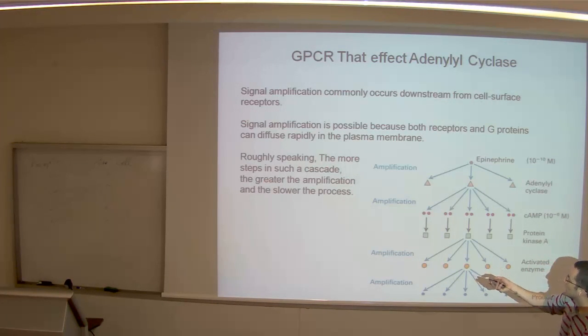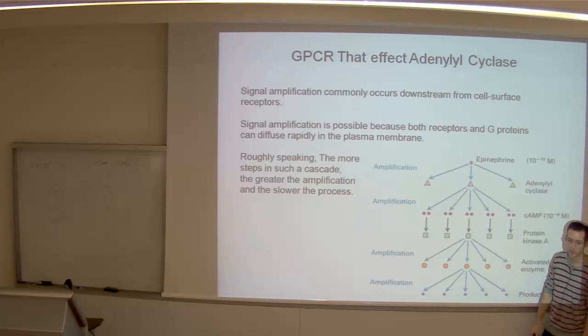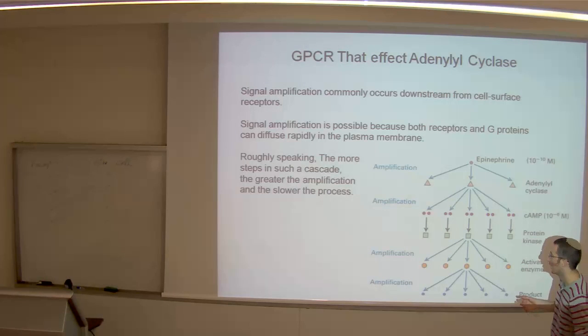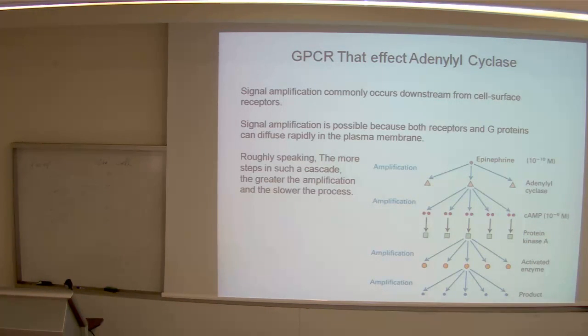And roughly speaking, the more steps in such a cascade, the greater the amplification, but the slower the process. And the most substantial example for such amplification will be given in vision, which we will learn, I think, just next time, where a single photon that's absorbed in our photoreceptors can still make us cognitively aware of it in space. There are some experiments to show that this result is real, and it's due to a very robust amplification that happens in the retina.